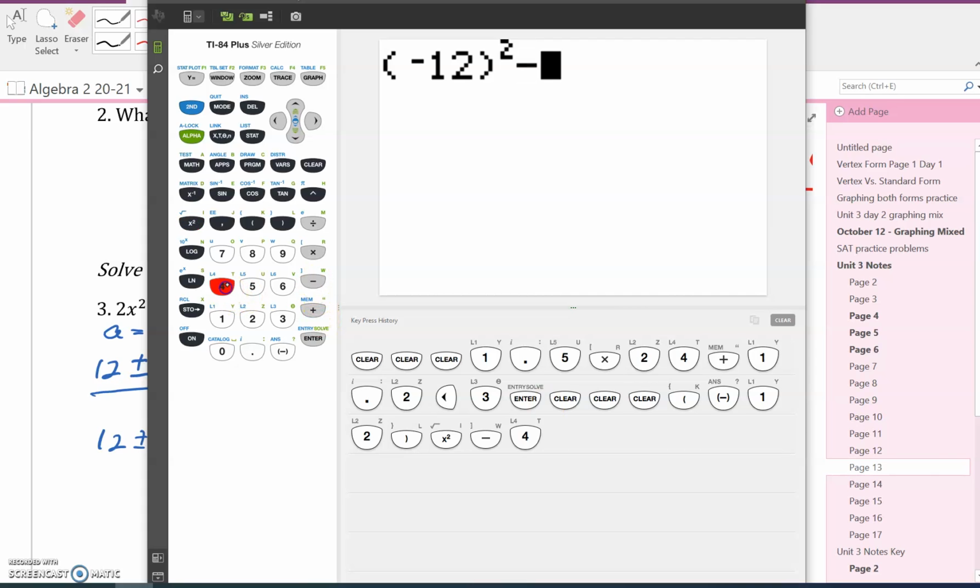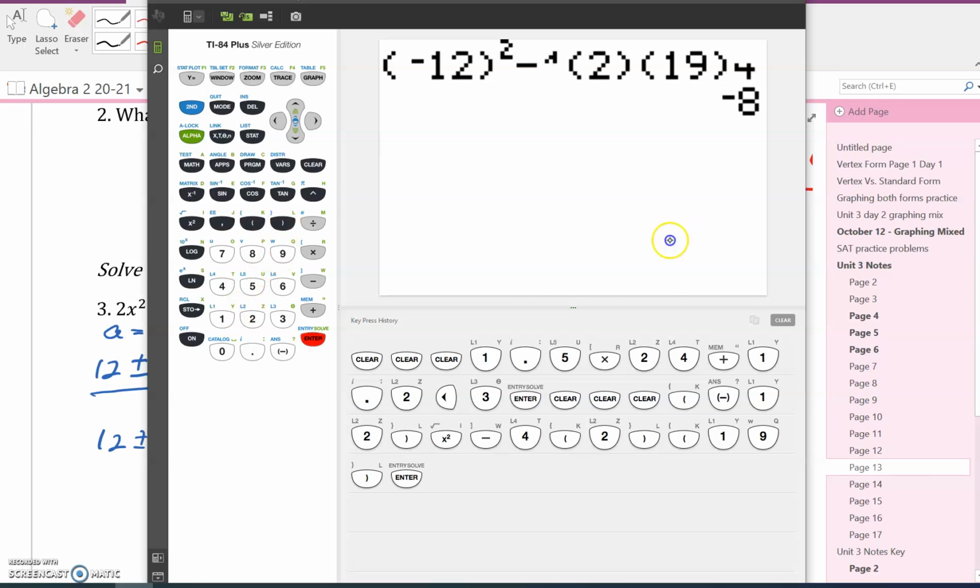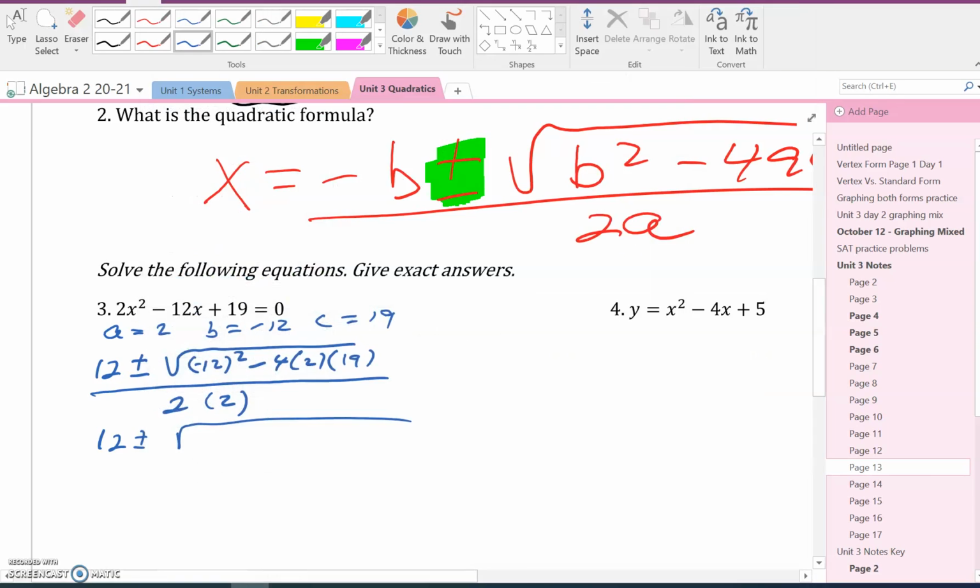Minus 4 times A, which is, I believe, 2 times 19. All right, and it looks like I got -8. Okay, that's interesting. -8 there, and then over 4. So -8, if you recall, used to be no solution, but now it's going to give us a value of i. So what that means for right now is that when I graph this parabola, quadratic, it's not going to cross the x-axis, so my answers are going to be imaginary.